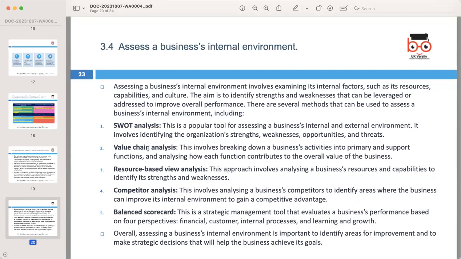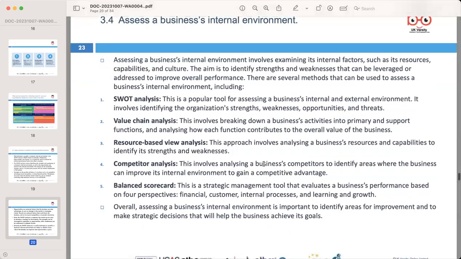Then value chain analysis. This involves breaking down a business's activities into primary and support functions and analyzing how each function contributes to the overall value of the business.